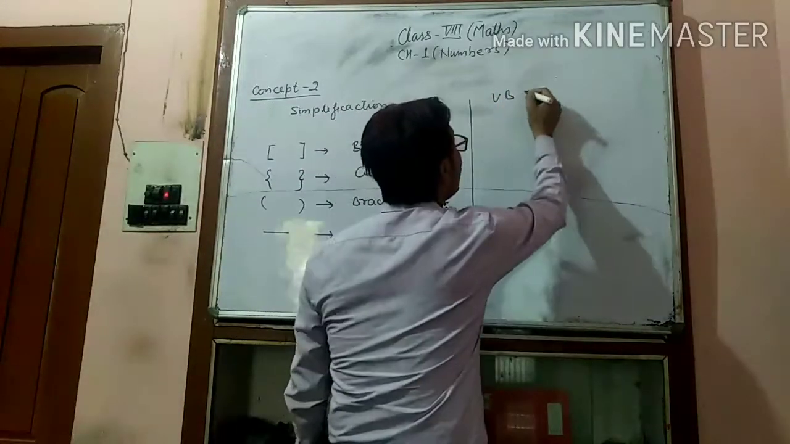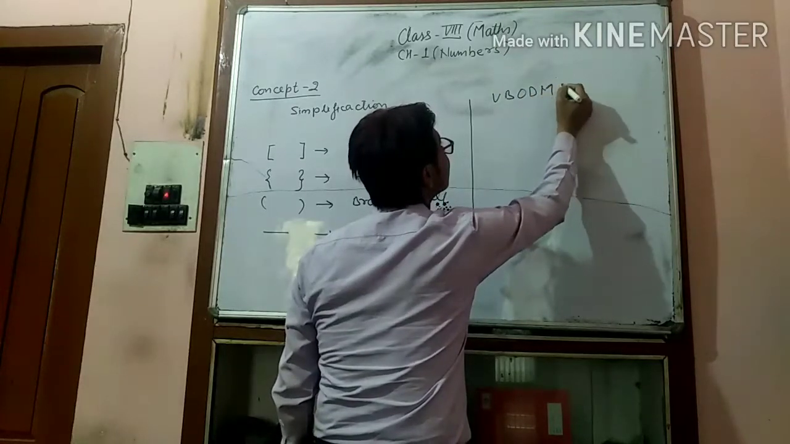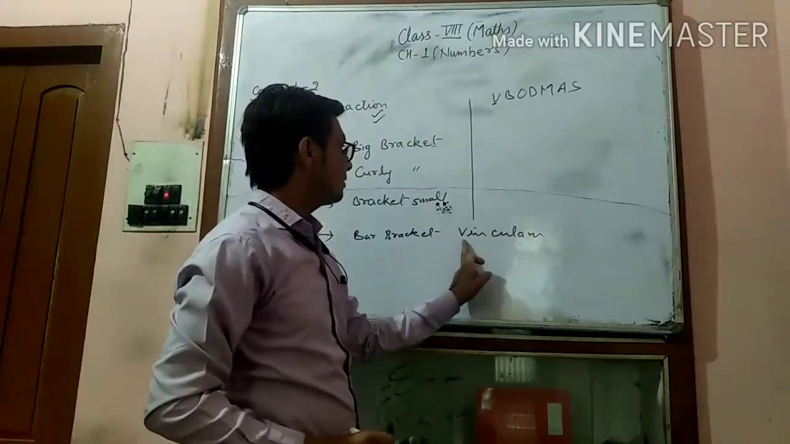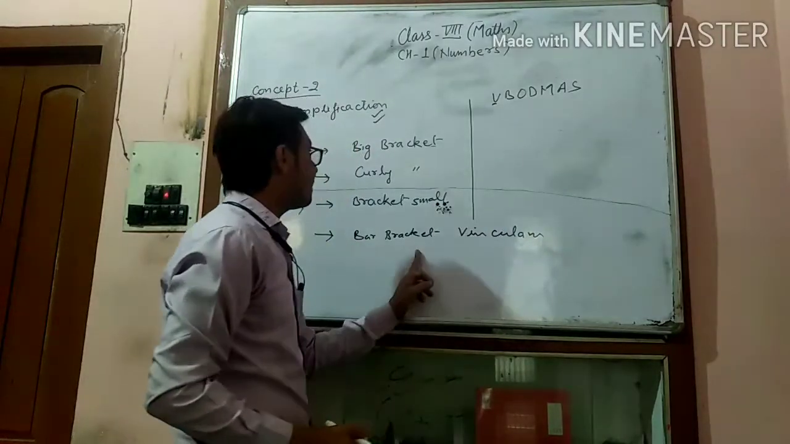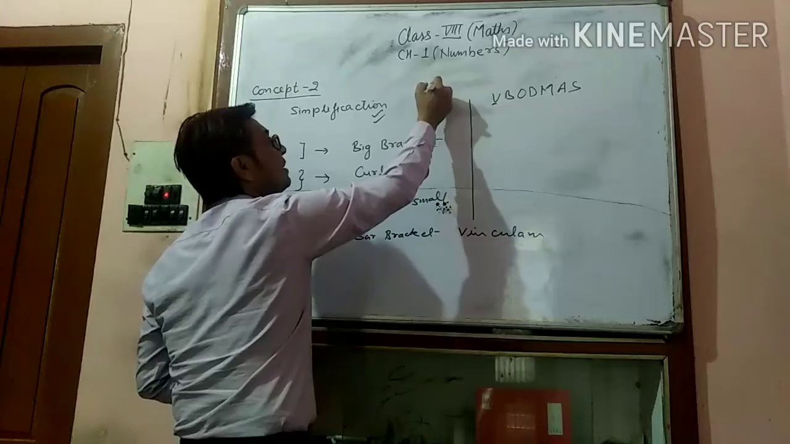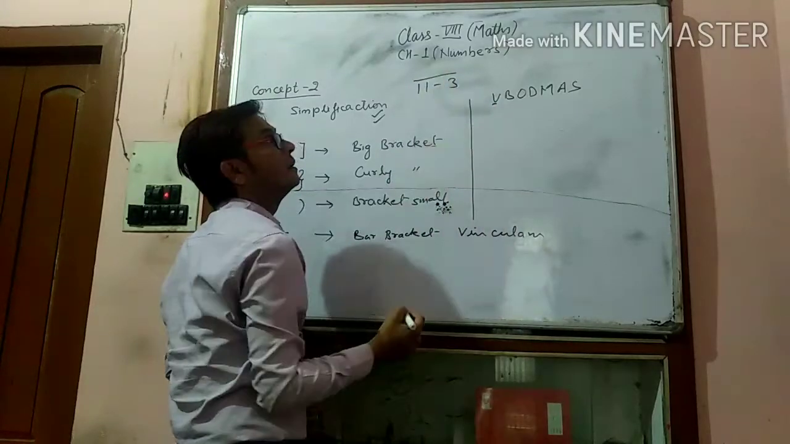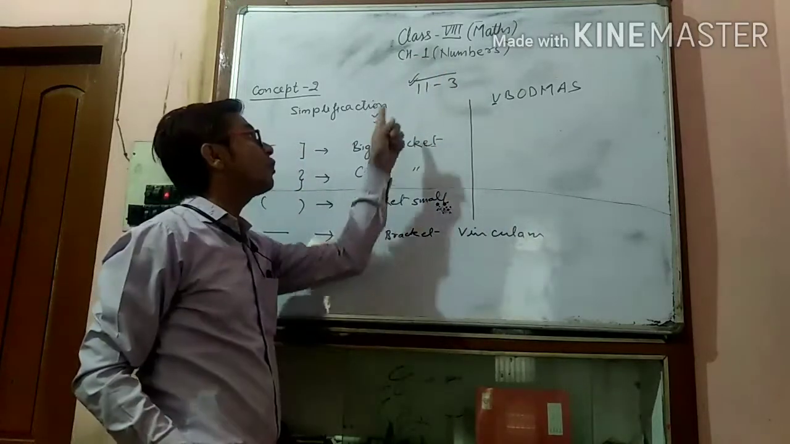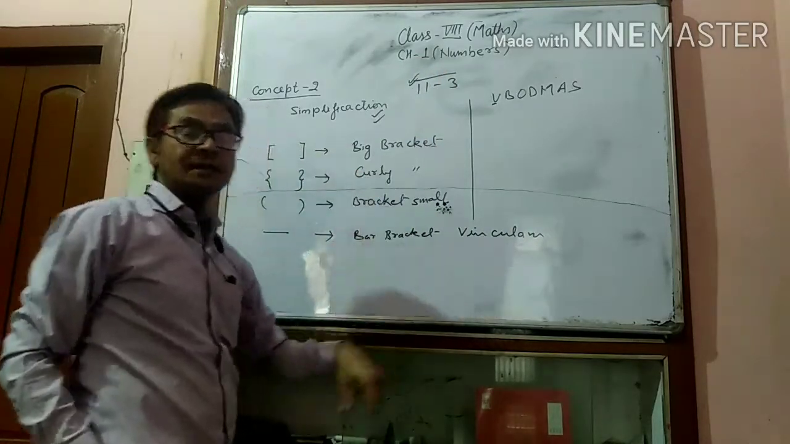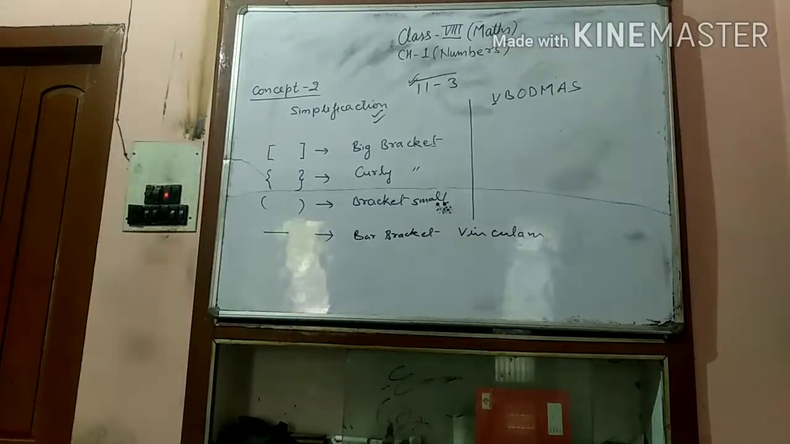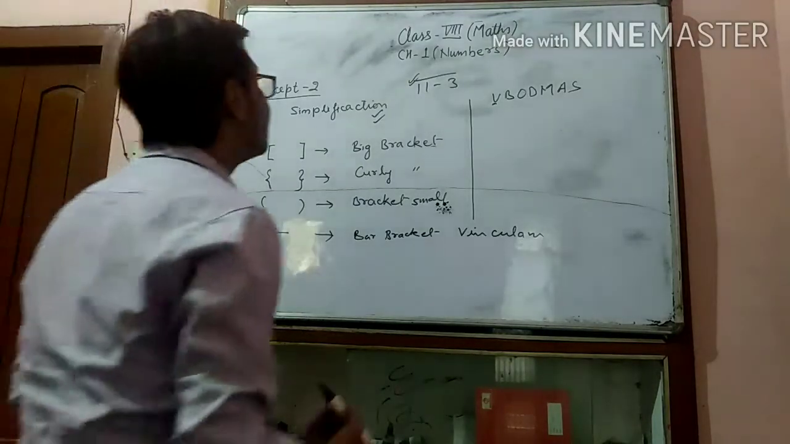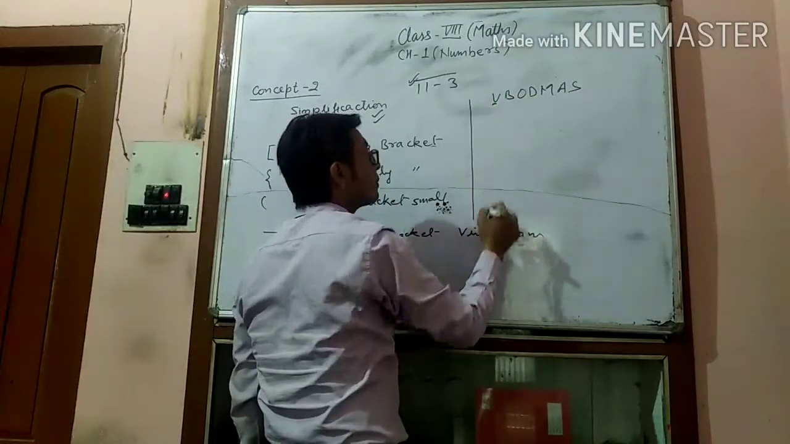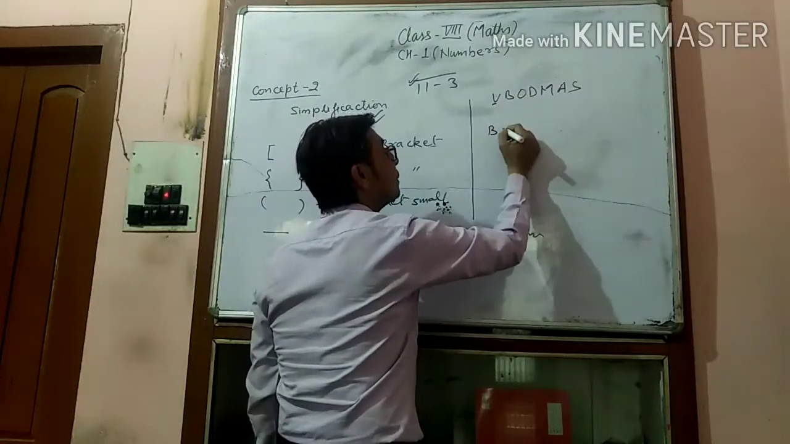This is what? VBODMAS. This is a new word. V means this vinculum, the bar bracket. Suppose 11 minus 3 has a bar. It means you will solve this one first. After that, we will solve the second bracket. Now see here, VBODMAS: V means this one, and second is bracket.